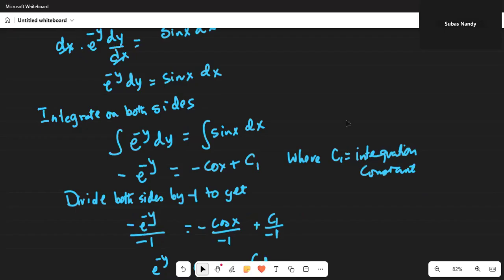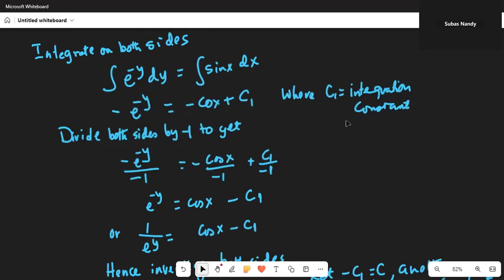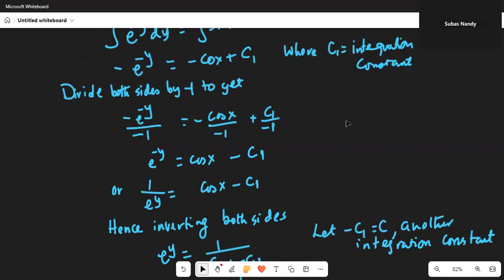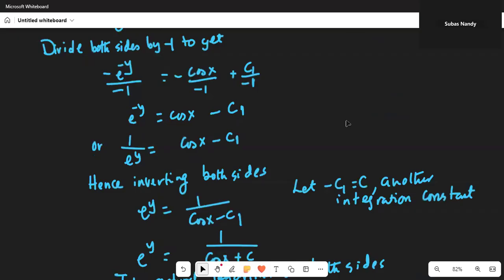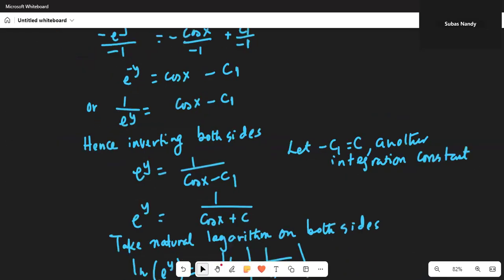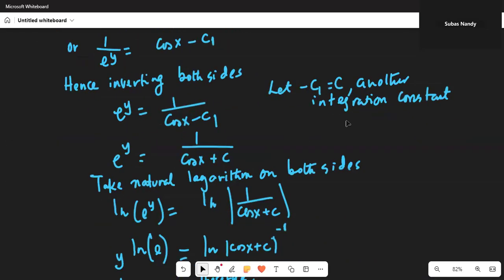To remove the minus sign from the left-hand side, we will divide by -1 on both sides. So we will get e to the power of minus y is equal to cosine x minus c1. Now e to the power of minus y is nothing but 1 divided by e to the power of y. And then we invert on both sides. Therefore, e to the power of y by itself is equal to 1 over cosine x minus c1. Now the minus c1 we'll call a different constant c, and we write e to the power of y is equal to 1 over cosine x plus c.